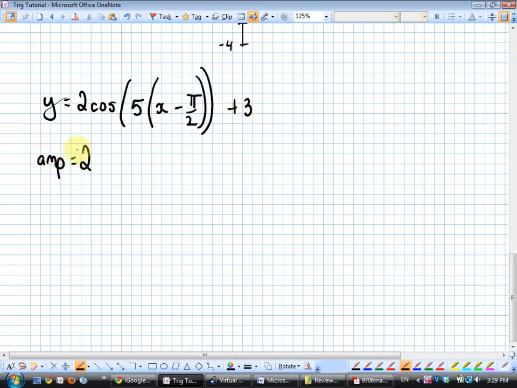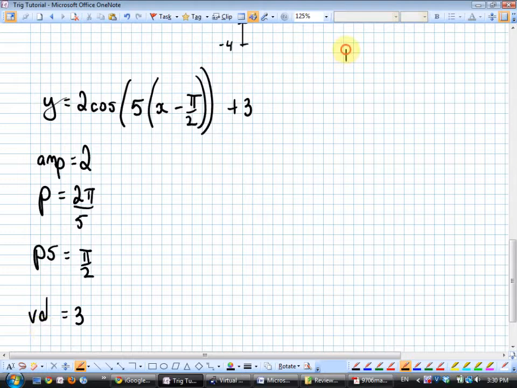Amplitude: two. Period: don't say five. 2π over 5, which is probably going to be a fairly yucky one, but that's okay. Phase shift. Vertical displacement. And then the two that I add, take the period and divide it by 4 to find out how far apart the dots are going to be. Dividing it by 4 means putting an extra 4 in the bottom. You'll have 2π over 20, or pi over 10.